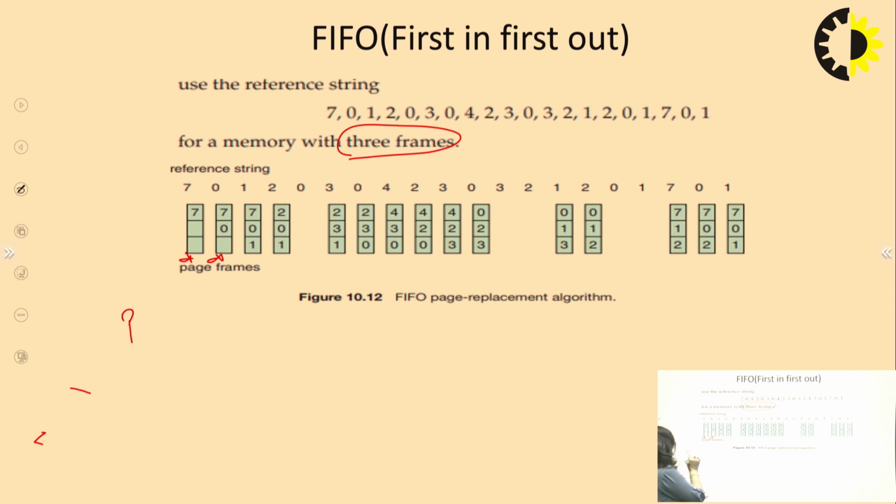Now comes the 1. Now we need 1 also to be inserted in this page frame, because there is a space. There is no problem here, but now comes the problem: page replacement occurs here. Now 2, 0, 1 is already, sorry, it is a 7 firstly, the 7. So now comes the 2.